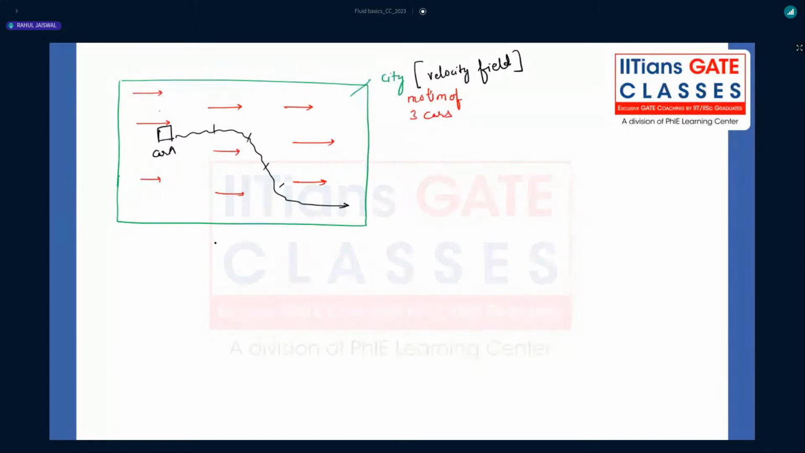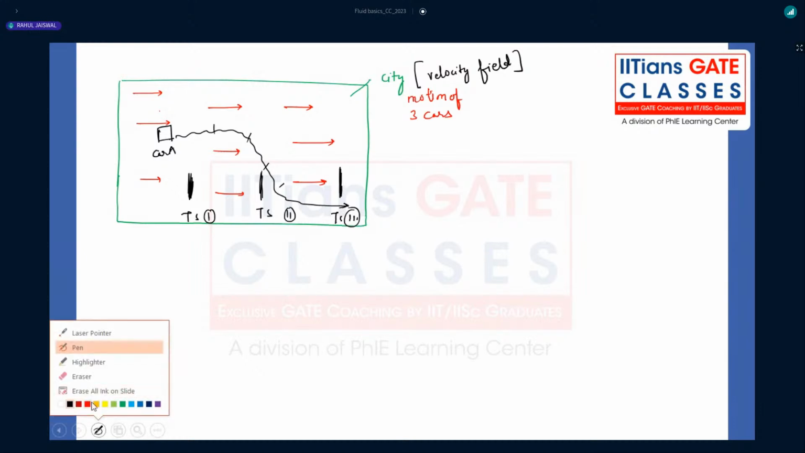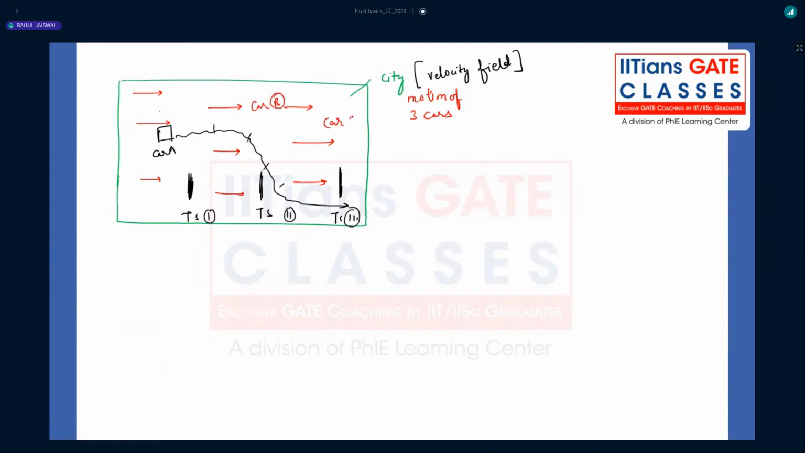But suppose in a city you have a speed breaker, or a traffic signal. Suppose here you have traffic signal 1, here again traffic signal 2, and once again traffic signal 3. I'm not focusing my attention on individual cars, car A, car B, car C. Suppose car B is here and car C is here. What I'm doing is defining one control volume. This is my control volume, my city.